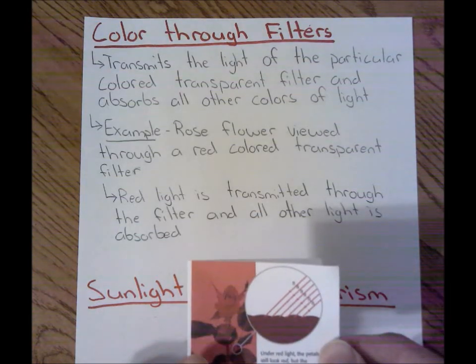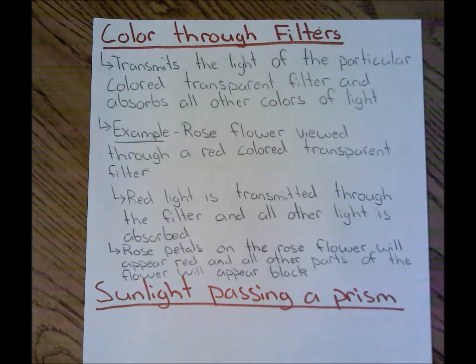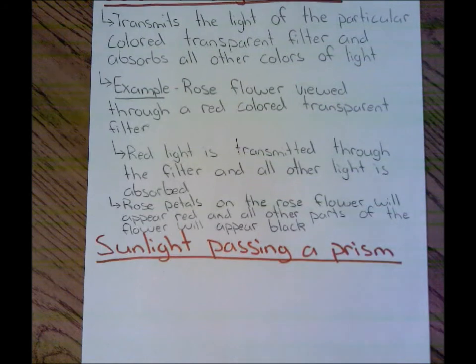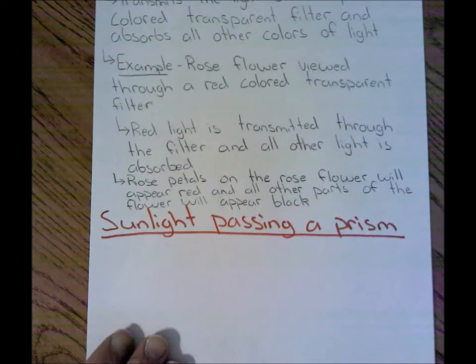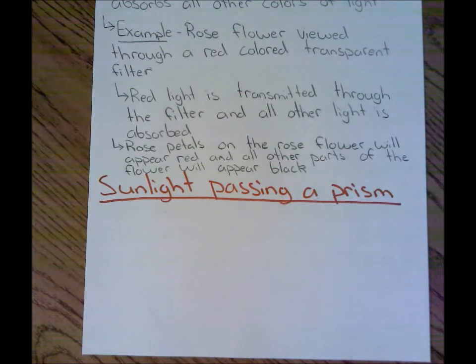I know I squeezed this in here, but the last part says rose petals on the rose flower will appear red and all other parts of the flower will appear black. So what we can talk about is how the white light of sunlight passes through a prism. Now, I don't have a great example of this, but I do have a picture of what I am talking about here.